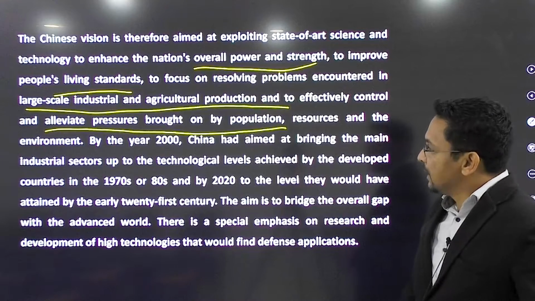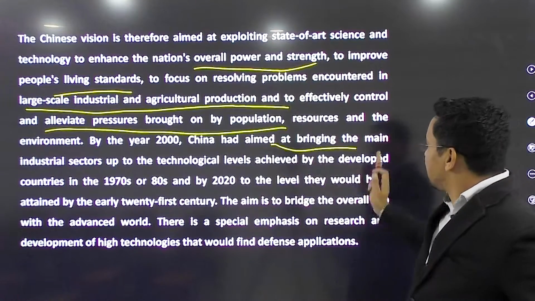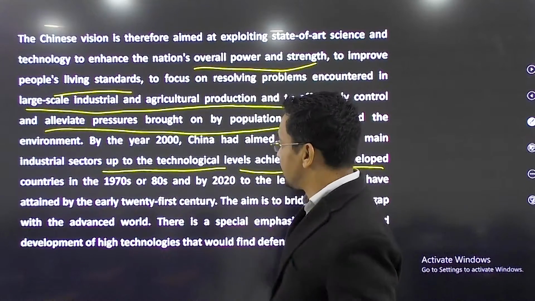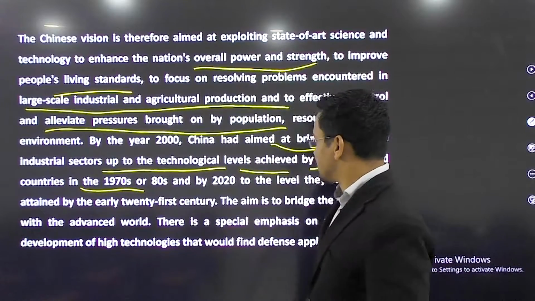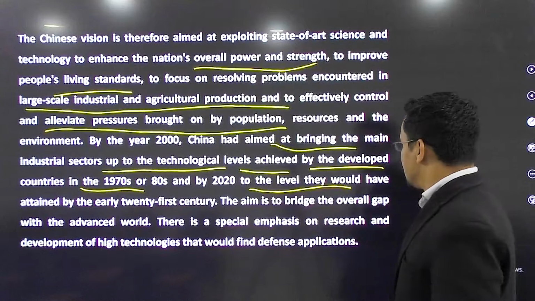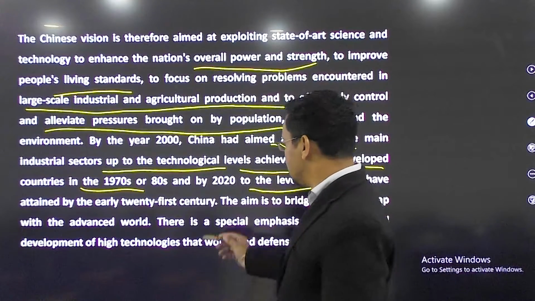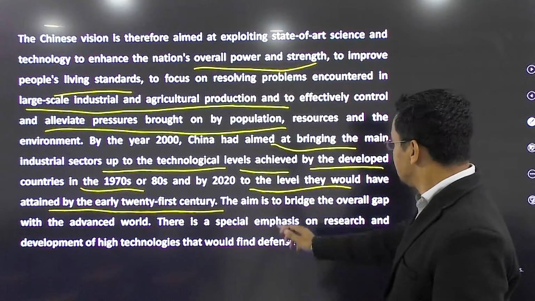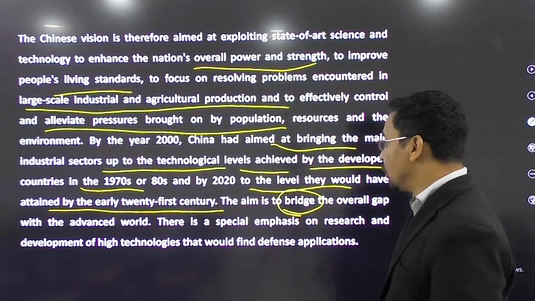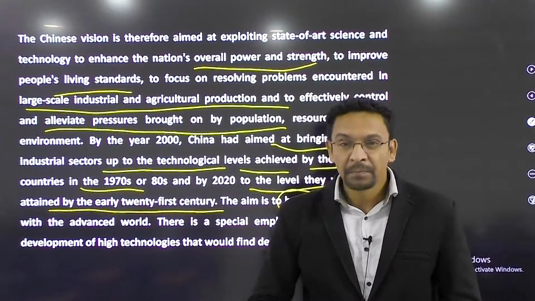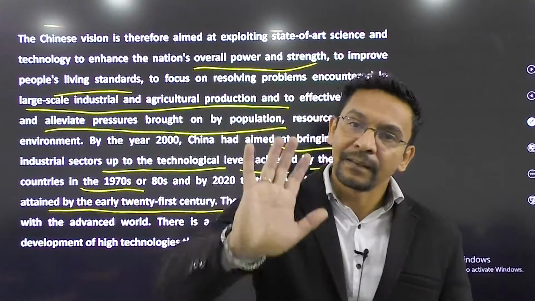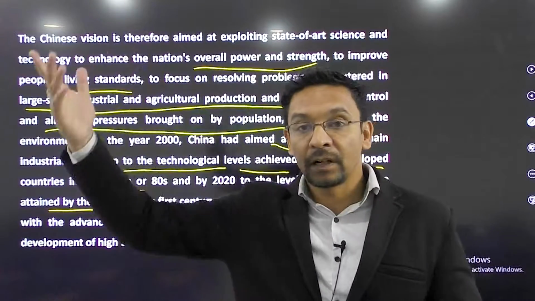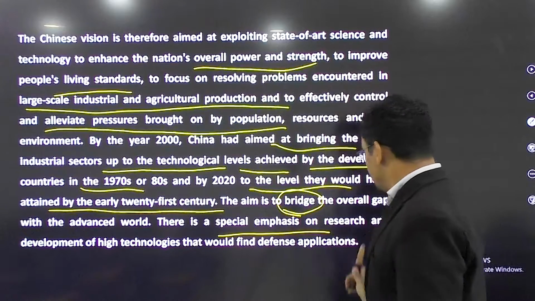Resources and the environment. Now, by the year 2000, China had aimed at bringing the main industrial sectors up to the technological levels achieved by the developed countries in the 1970s or 80s. And by 2020, to the level they would have attained by the early 21st century. ये वो जो plans रखते हैं. The aim is to क्या? Bridge the overall gap with the advanced world. Bridge मतलब gap कम कर देना, advanced world के आसपास ही पहुंच जाना, right? So gap कम होना चाहिए चाइना में और advanced world में. There is a special emphasis on research.